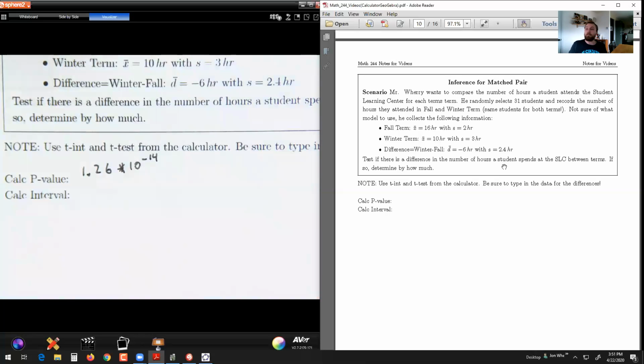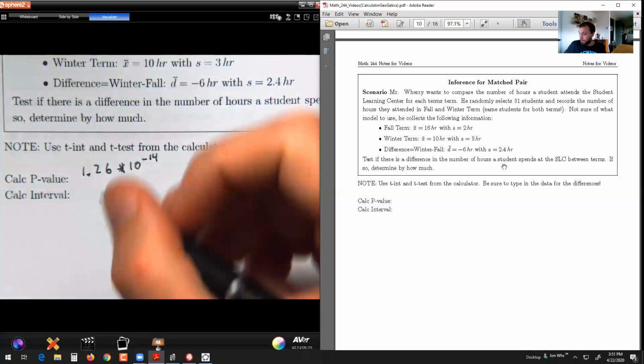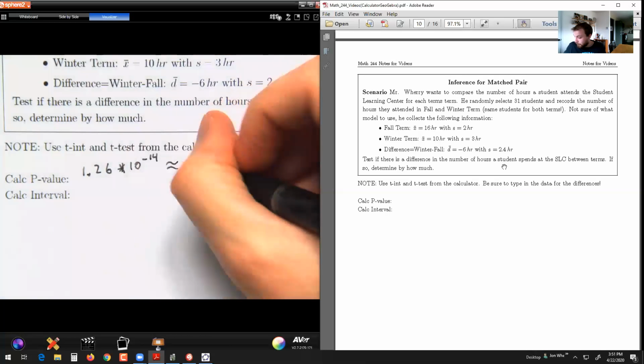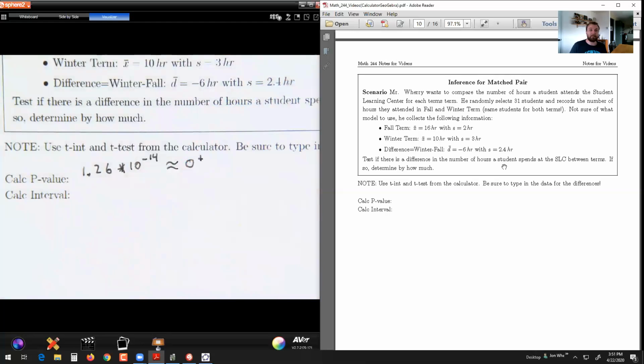I have a ridiculously small p-value. Notation that gets used for this sometimes is 0 plus. It's so small, it's just a tiny bit bigger than 0. At almost any alpha level, you would reject the null hypothesis. If your p-value is low, the null must go. So this means I have evidence of a difference.